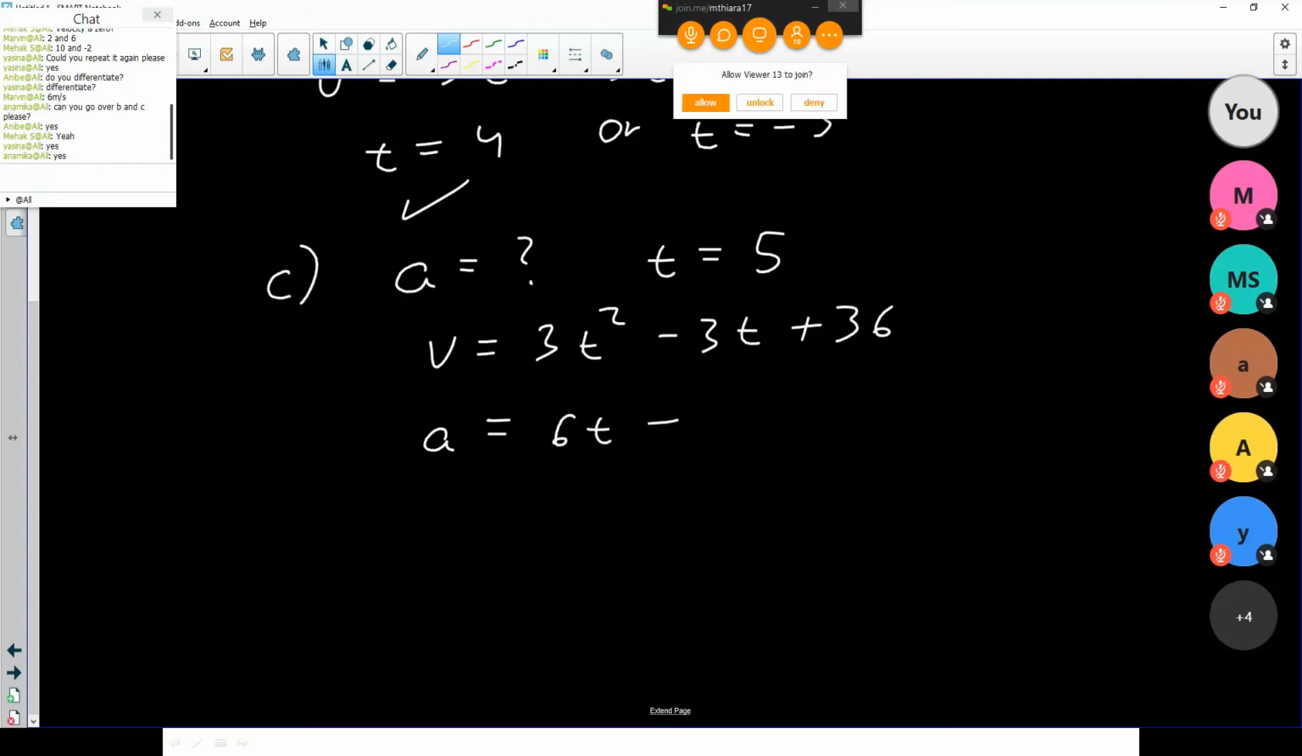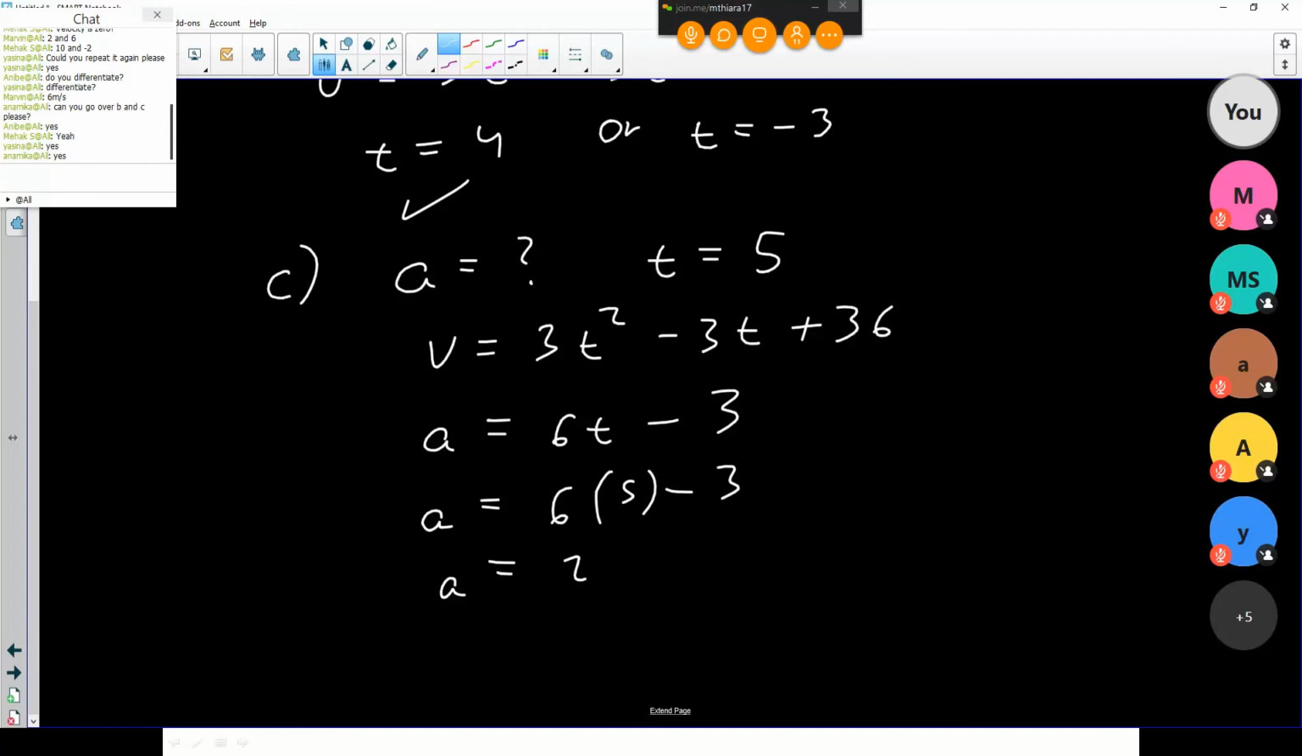6t minus 3, and there's my acceleration. I've got a formula for acceleration in terms of t, and all I need to do is substitute t equals 5 in there. So a is going to equal 6 times 5 minus 3. So a is equal to 30 minus 3 is 27 meters per second squared.